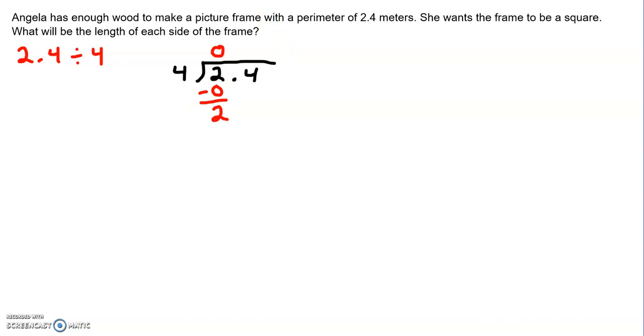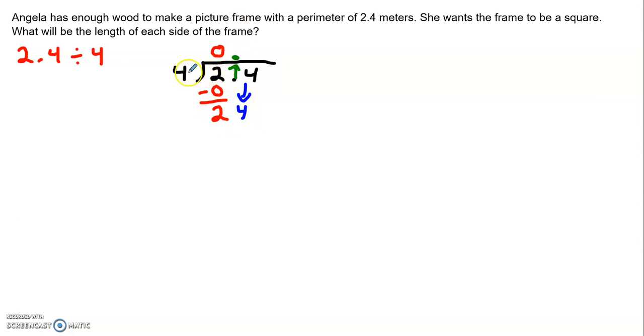Now I reach here. My next digit is actually that decimal. All I have to do is bring this decimal straight on up into my quotient. And I'm done. I don't have to do anything else with it. I go to the next digit and I bring that down. It doesn't add a digit here when I move that decimal. I'm just scooting it on up. I'm moving it on up, right?